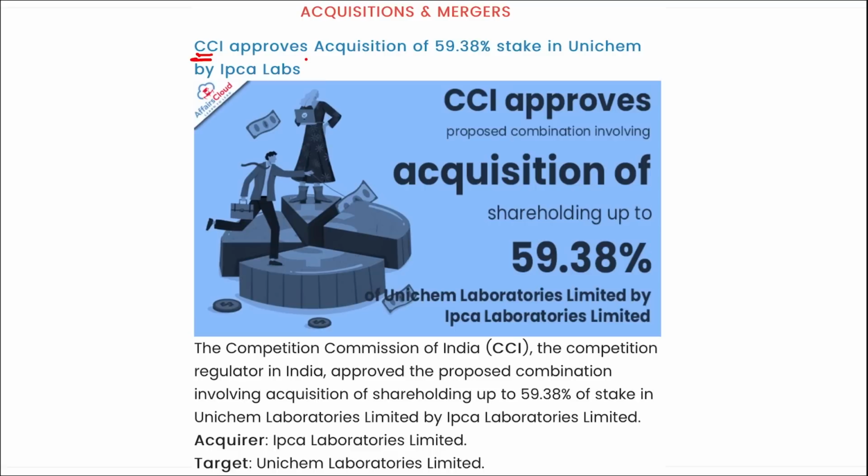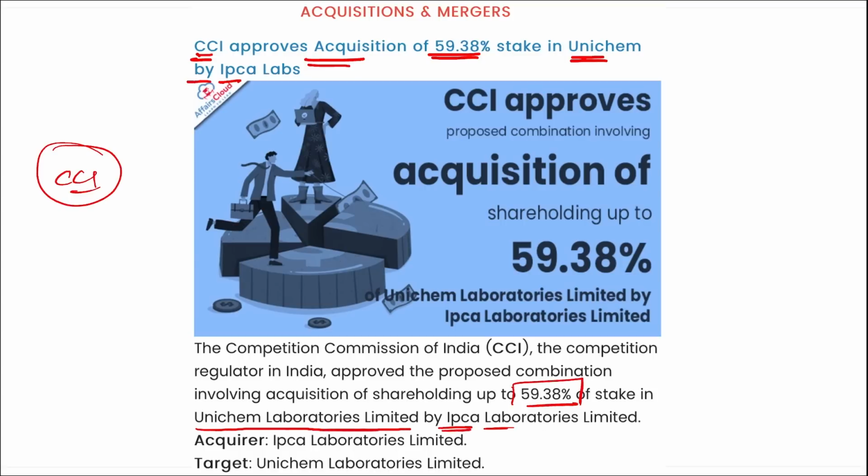Next is CCI has approved the acquisition of 59.38% stake in Unichem by IPCA Labs. I repeat, CCI, Competition Commission of India, has approved the proposed combination involving acquisition of shareholding of up to 59.38% stake in Unichem Laboratories Limited by IPCA Laboratories Limited. Correct? So who is the acquirer? Who is acquiring? IPCA Laboratories Limited is acquiring. And who is being acquired? Unichem Laboratories Limited is being acquired. Correct? And how much percent? 59.38%.